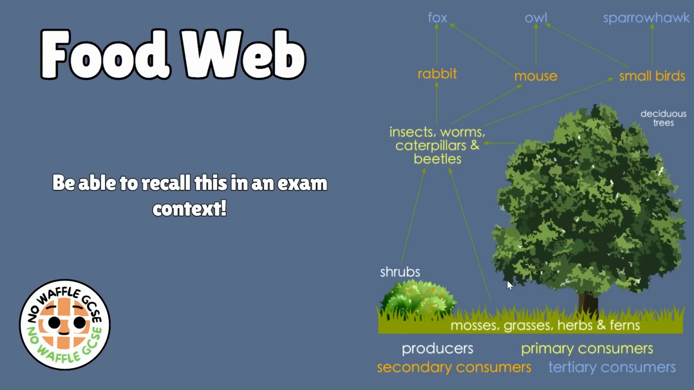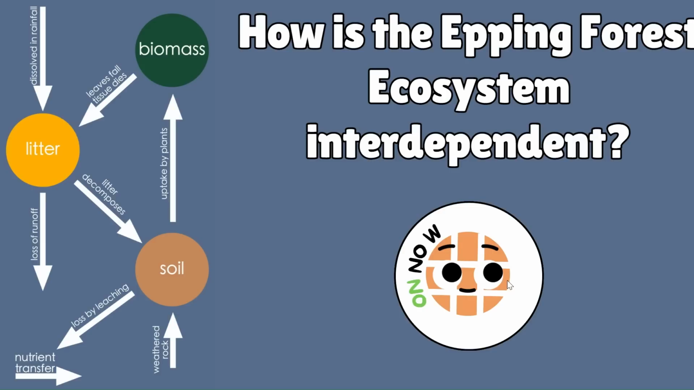So just looking at the food web here, you need to be able to recall this in an exam context. So being able to identify what are the primary consumers: the insects, the worms, the caterpillars, and the beetle. And the secondary consumers, the things that consume those things, are rabbits, mice, small birds, and then the tertiary consumers: fox, owl, sparrow hawk. And then it's also important to talk about the decomposers, the 700 species of fungi, etc.